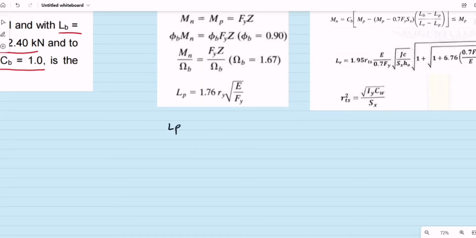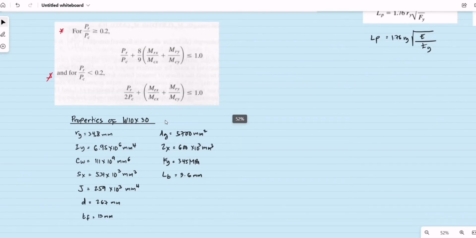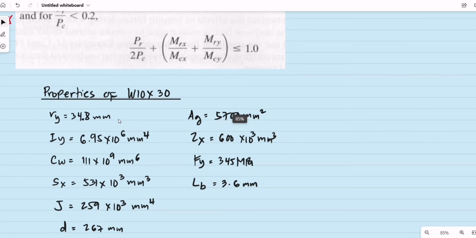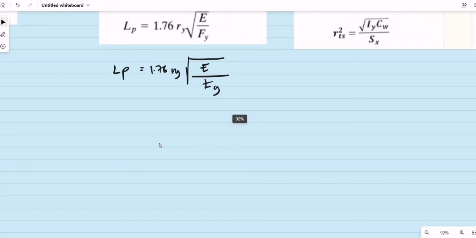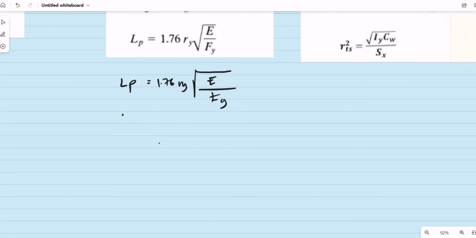L sub P is equal to 1.76 of Ry multiplied by the square root of the modulus of elasticity divided by the value of F sub Y. So let us have the value of Ry for W10 by 30. The radius of gyration with respect to the y-axis is 34.8 millimeters. So we are now to substitute. We have the value of L sub P is equal to 1.76 of Ry. This is 34.8 millimeters.